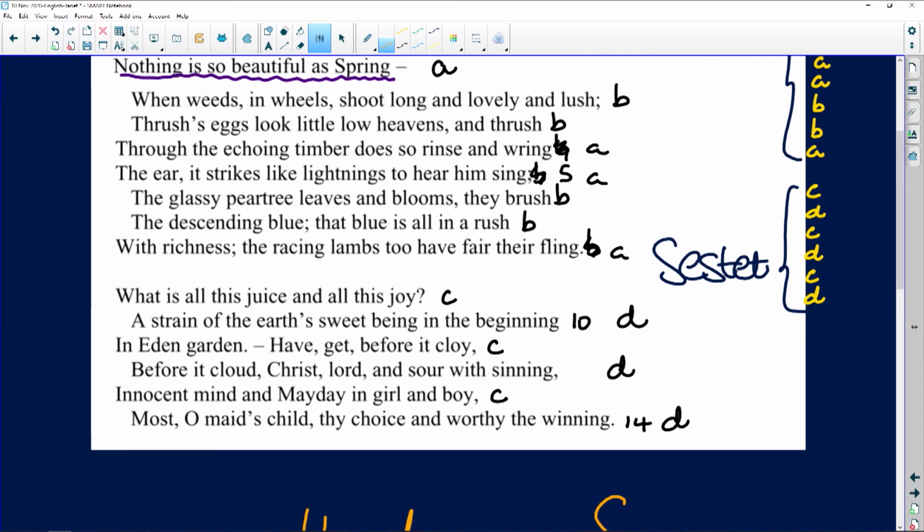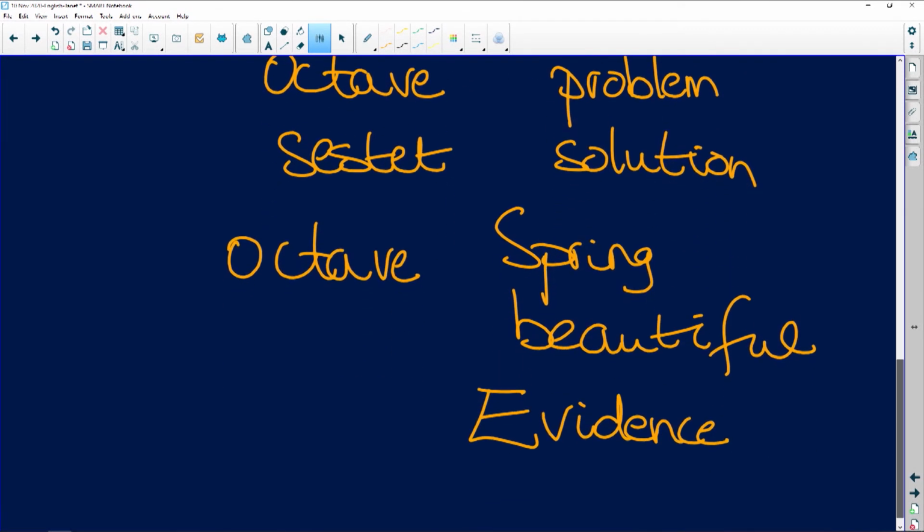Now we come to the sestet and he asks a question. He says, what is all this juice and all this joy? That is the juice and the joy of spring. And he says, you know what it is? It is a strain, a bit of Eden. So when we get to spring, we see what Eden was like. That's what he's saying in the sestet.